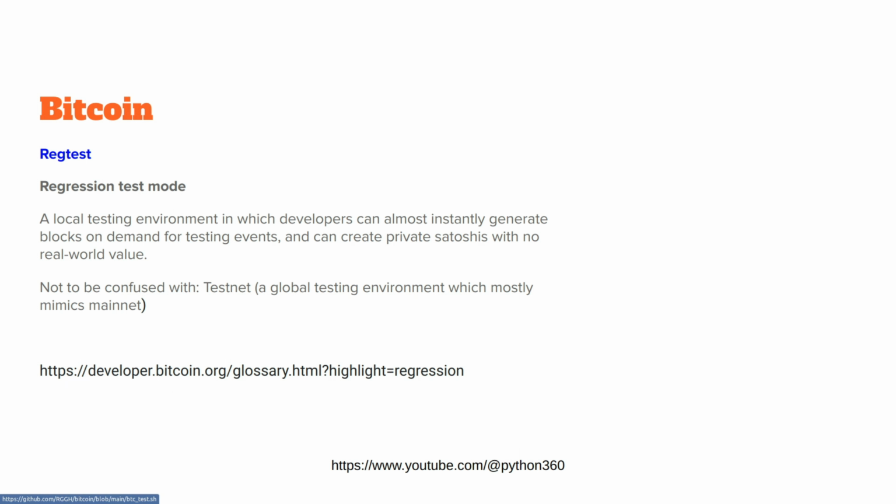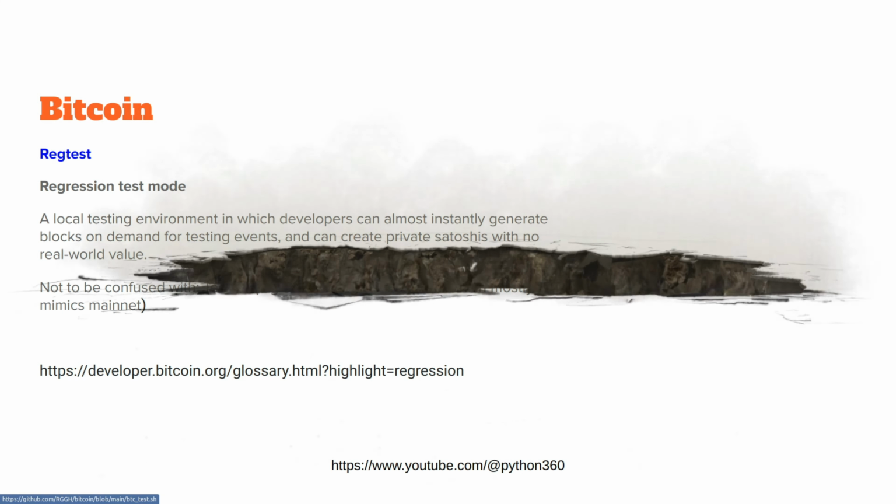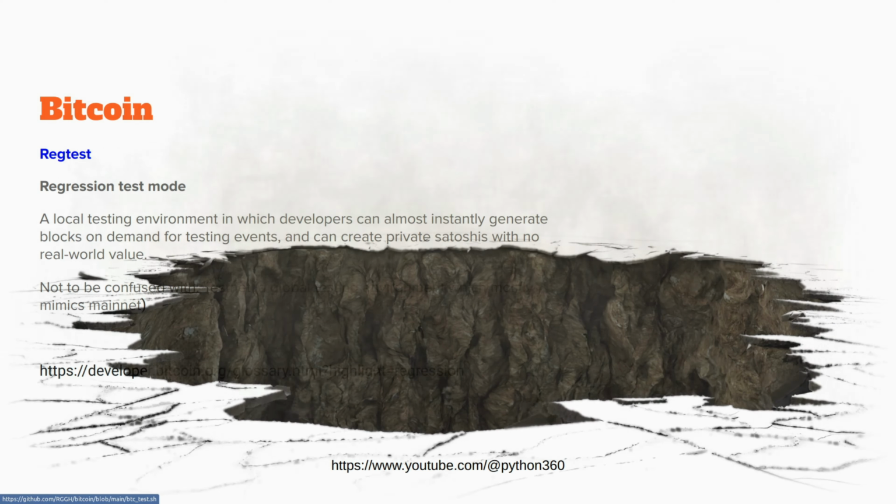You can create transactions using pretend ones. Not to be confused with testnet, which is a global testing environment, which actually mimics the mainnet. So that is actually talking to other nodes. The disadvantage of that is it uses up much more hard drive space. So regtest is not that widely documented, so I thought I'd make this video to help everybody.